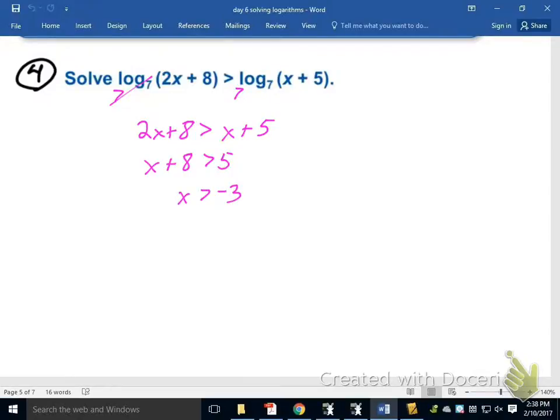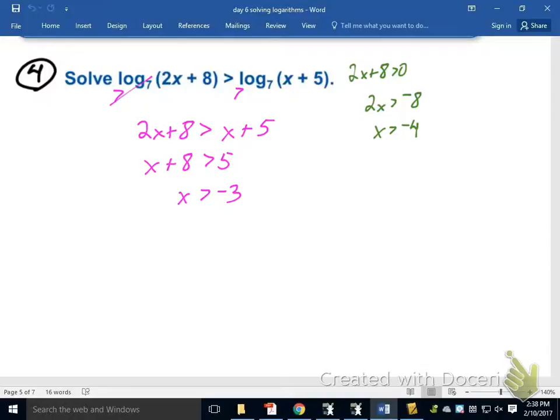Okay, before you circle that, consider what restrictions might have been placed on x up here. Set the 2x plus 8 greater than 0. So 2x plus 8 greater than 0. That tells me that x had to be values greater than negative 4. Now, as I look at values greater than negative 3, all those check out, so this is fine.